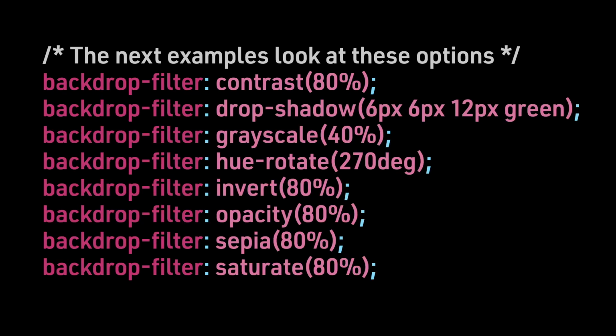The next examples look at these options. Backdrop filter contrast, 80%. Backdrop filter drop shadow, 6 pixels, 6 pixels, 12 pixels, green. Backdrop filter grayscale, 40%. Backdrop filter hue-rotate, 270 degrees. Backdrop filter invert, 80%. Backdrop filter opacity, 80%. Backdrop filter sepia, 80%. And backdrop filter saturate, 80%.